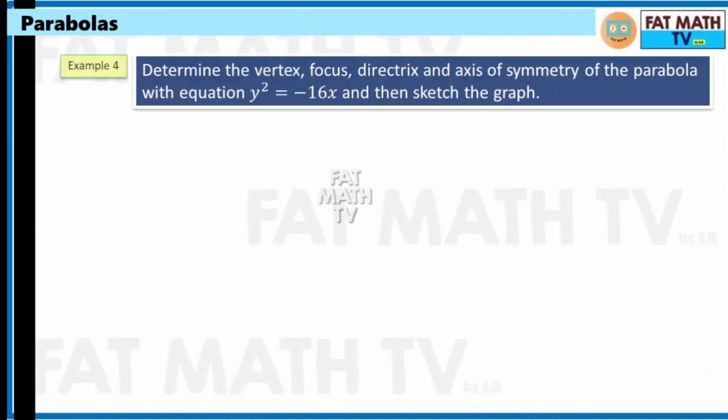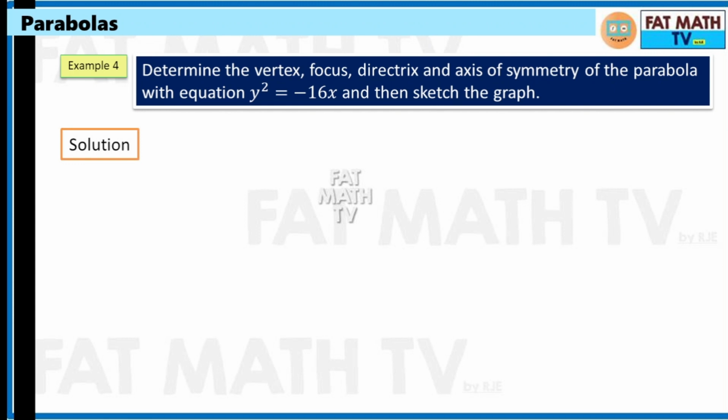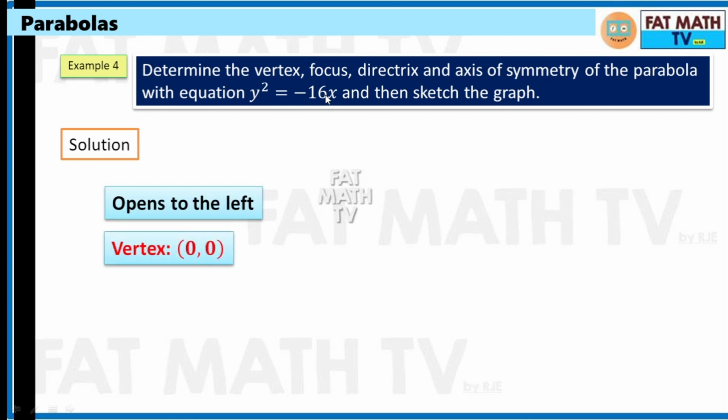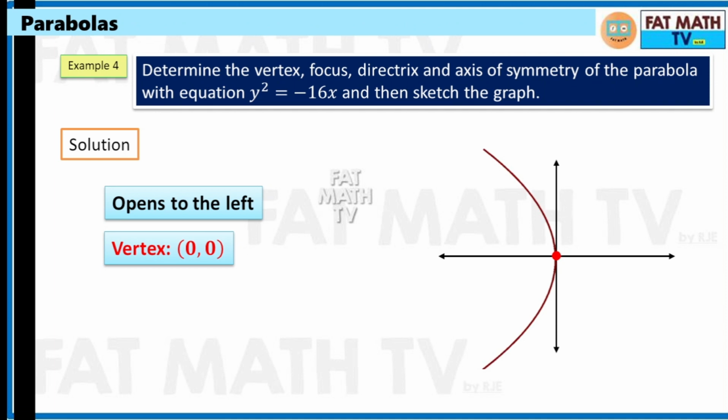Example number 4. We have y squared equals negative 16x. So y is being squared. The linear part is negative, so the parabola opens to the left. Still, the vertex is at 0, 0. So we have this. Vertex 0, 0 and opens to the left. Solve for c. 4c is 16. Divide both sides by 4. c is 16 over 4, and that is 4.